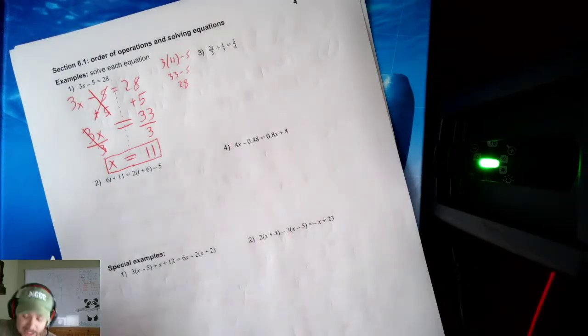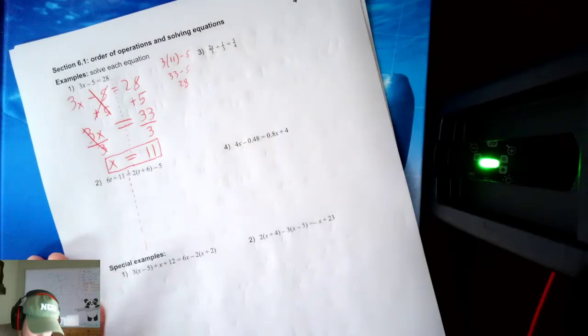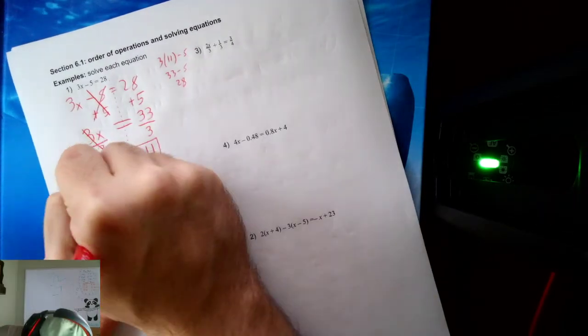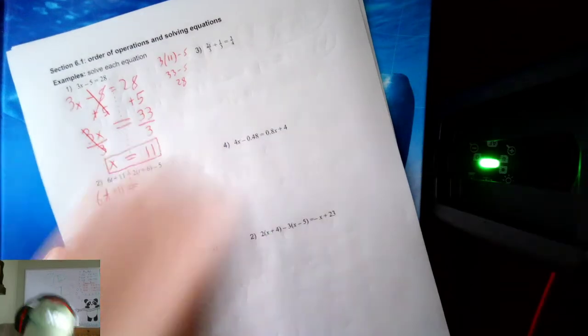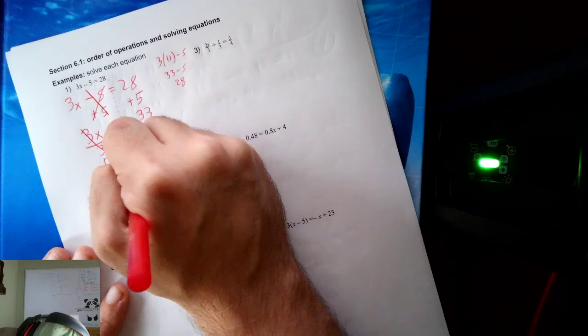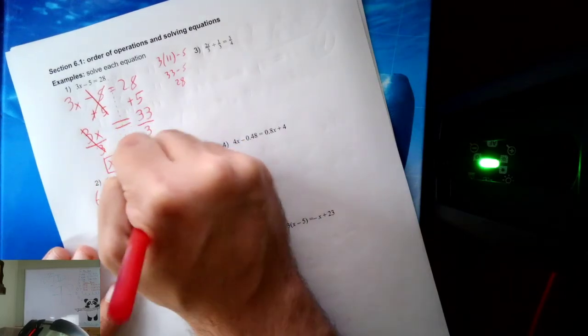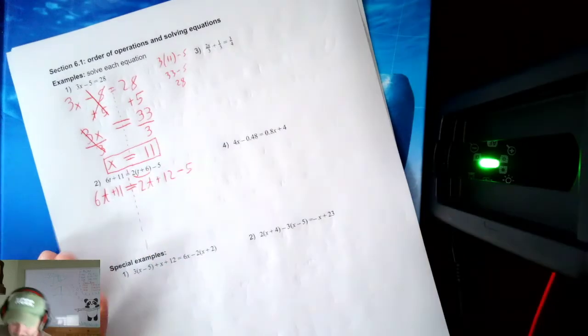So let's take a look at our next one. I'm going to draw a dashed line down the middle again. Step 1 is clear parentheses. There were none on the left, so I'll copy that down. 6t plus 11. Over here, I'll distribute the 2, and I'll have 2t plus 12 minus 5, right?